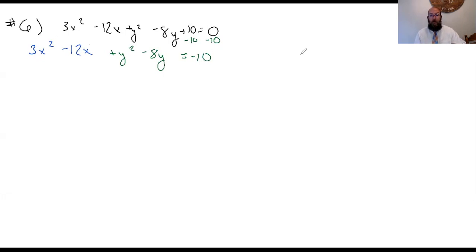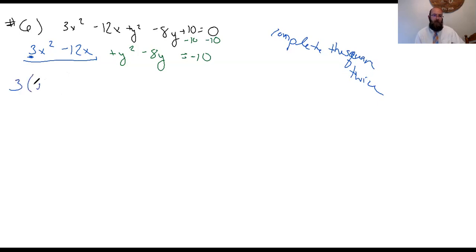Then I need to complete the square twice. This first chunk is the part that a lot of people mess up, because they forget this little step. See this 3 out in front? Can't have that there. I have to factor out a 3 first. So now it's x squared minus 4x plus a blank.